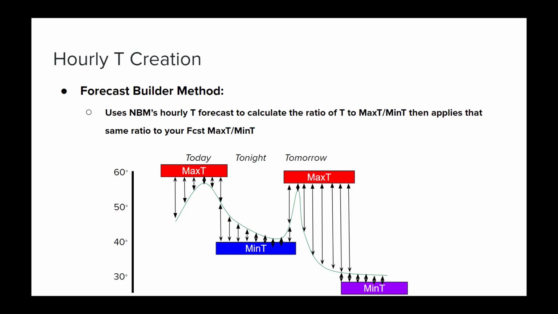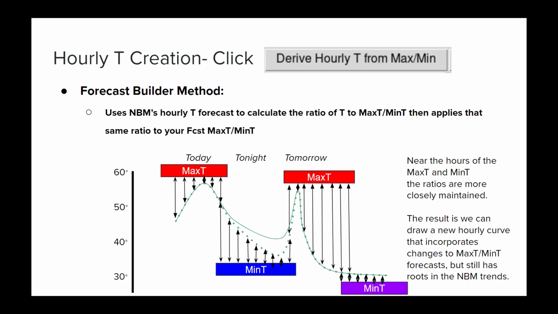This method of making hourly temperature seems simple enough, but what if you make a change to the max T or min T forecast? In this case, let's imagine we're lowering our min temperatures. When a change is made, it's going to adjust those hourly ratios. It's going to keep the original MBM ratio near the hour where the min T or max T is forecast to occur, but it's going to adjust those other hours' ratios in a way that makes a smooth handoff from max to min temperature and then back to max temperature again.